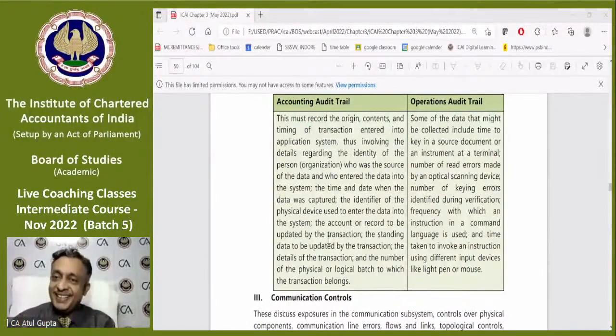Why do I want to share this? When we did our articleship, I started my articleship in 93. That is exactly 30 years back. So when I started it, we had trial balances which were manually made.